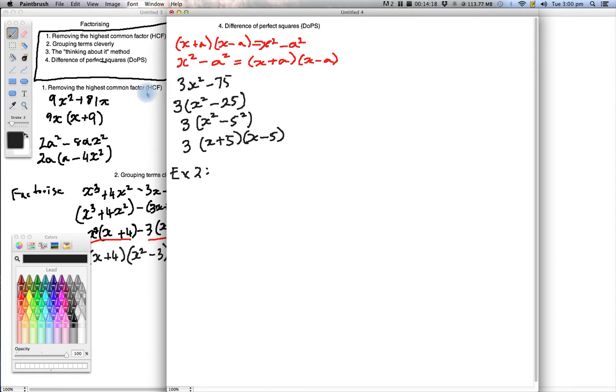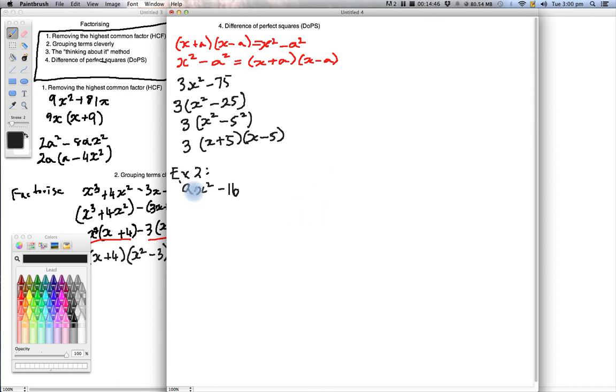Okay, example 2. Let's do 9x squared minus 16. Okay, so there's a couple of tricky things going on here. You might be tempted to do this again, but you notice that you can't. 9 does not go evenly into 16. So there's two different ways to do this. I'm going to do the first one here and the second one over here on the other side.